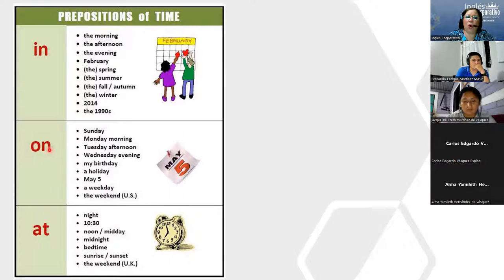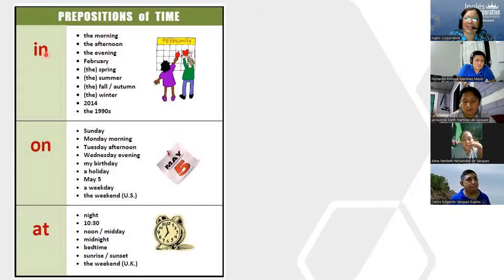No vamos a decir on 2014. Mm-mm. On lo vamos a usar si decimos days, for example. Miren, on Sunday. On Monday morning. Aquí cambia, ¿sí? Si yo solo digo morning, yo voy a decir in the morning. Pero si yo digo cuál mañana en específico, de qué día, on Monday morning. Quiere decir que si yo a la mañana le agrego el día, cambio el in por el on.